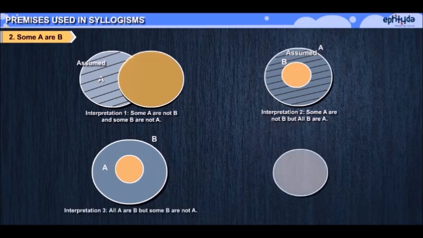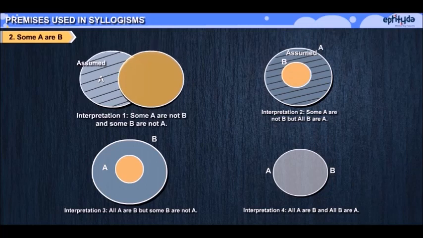This premise is a tricky one because this statement, or premise, is open to 4 interpretations or meanings. Some A are not B is definitely a possibility, but not a conclusion. Some A are B could also mean all A are B, and therefore some A are B is open to 4 interpretations or meanings. In interpretation 1, some A are not B and some B are not A.